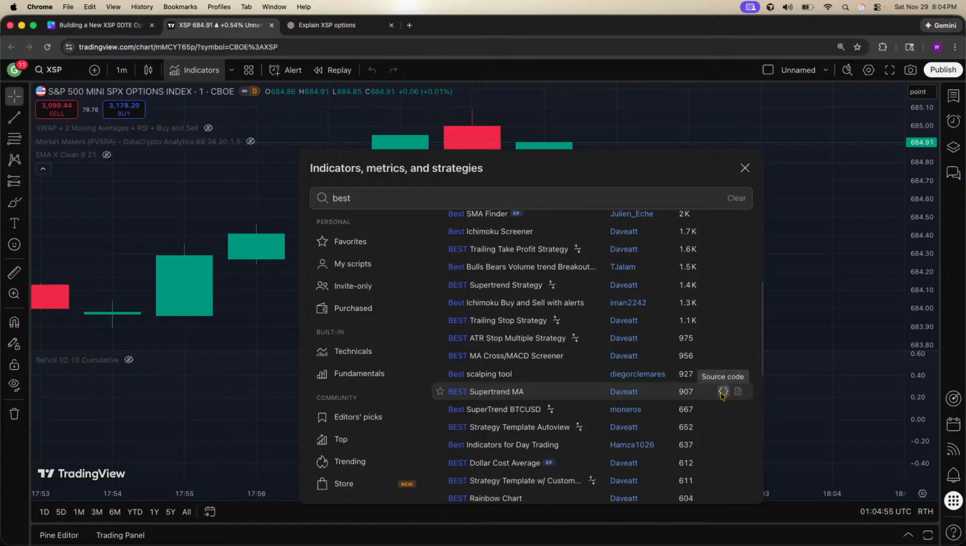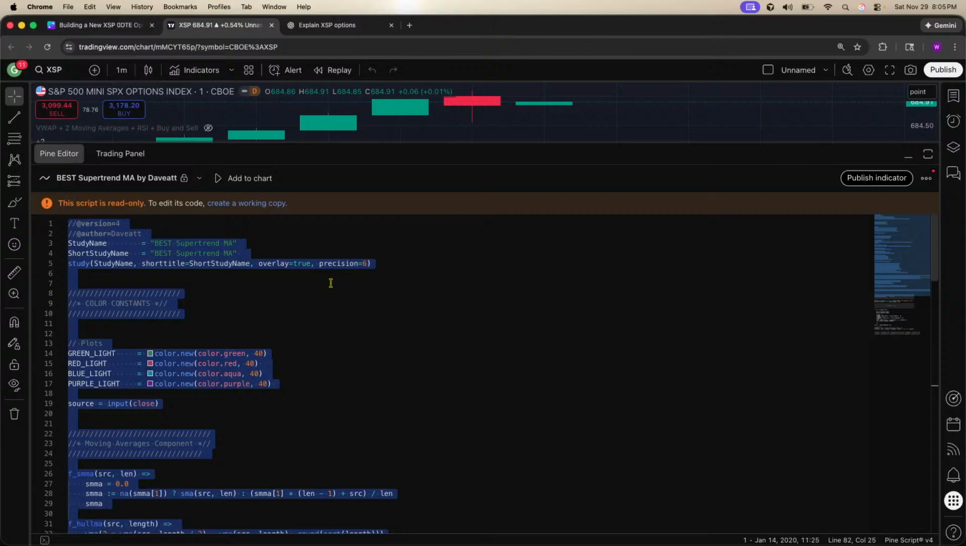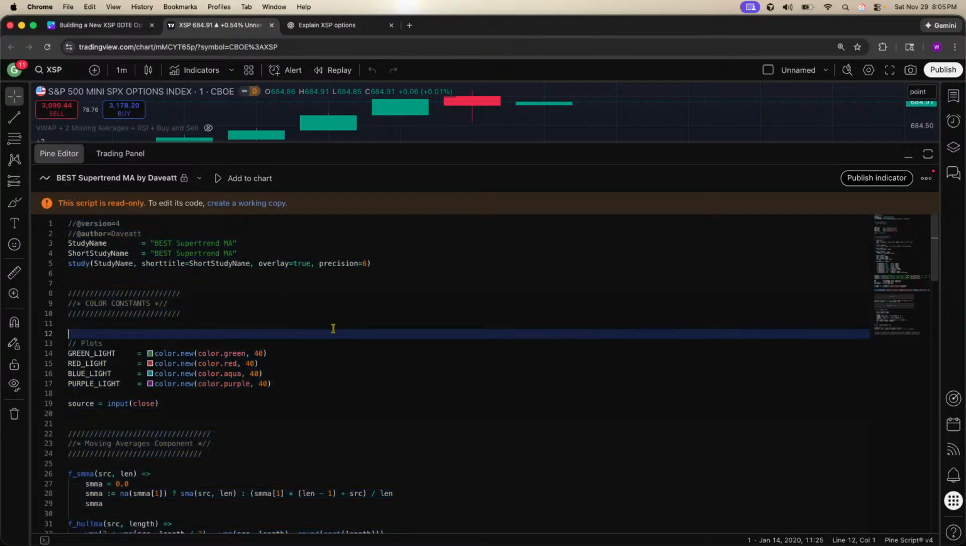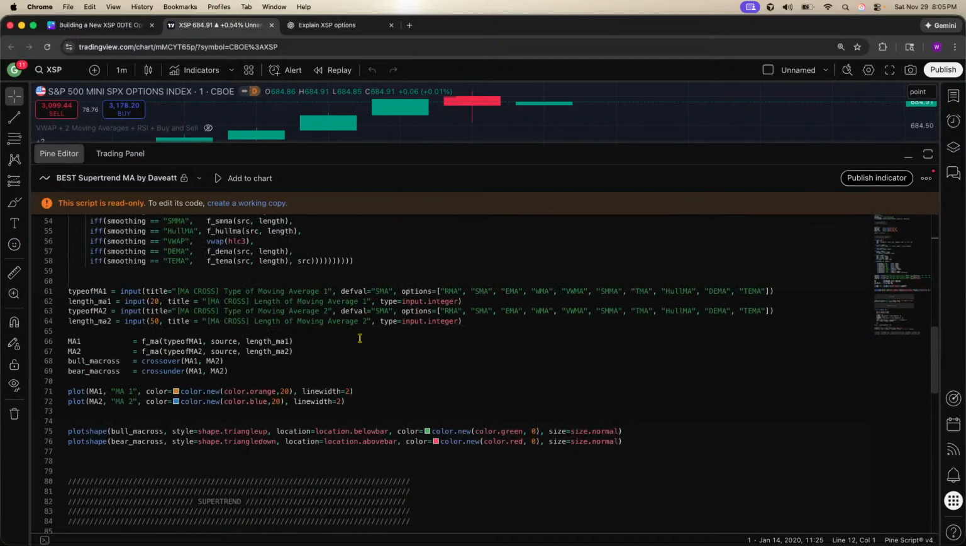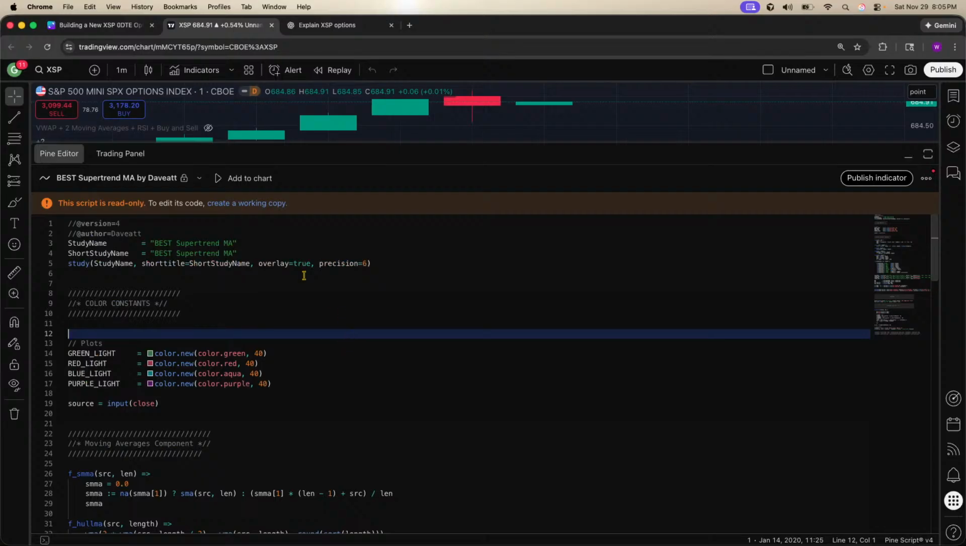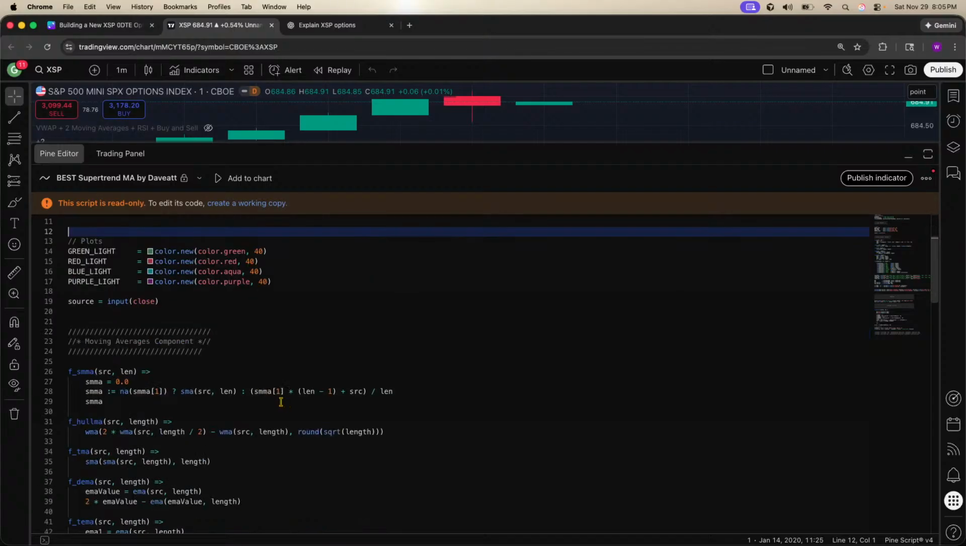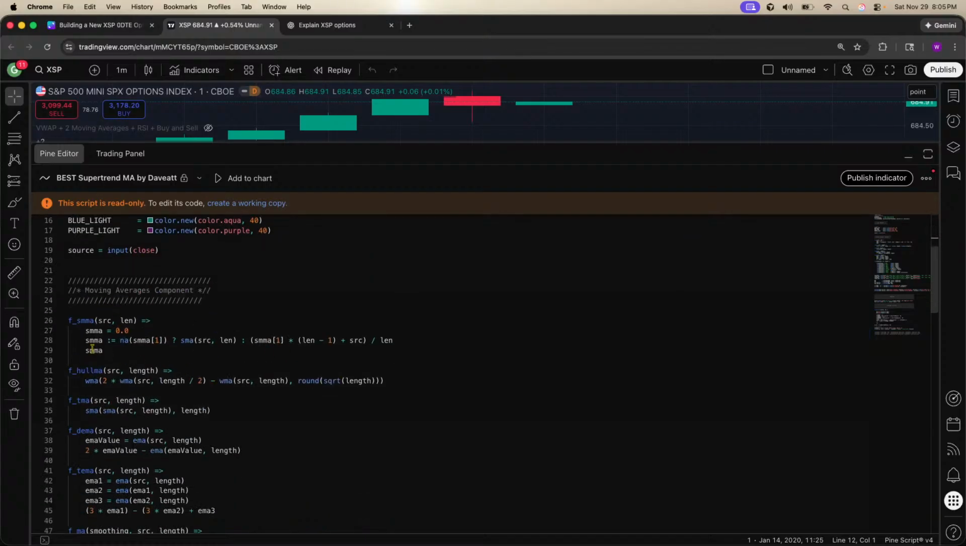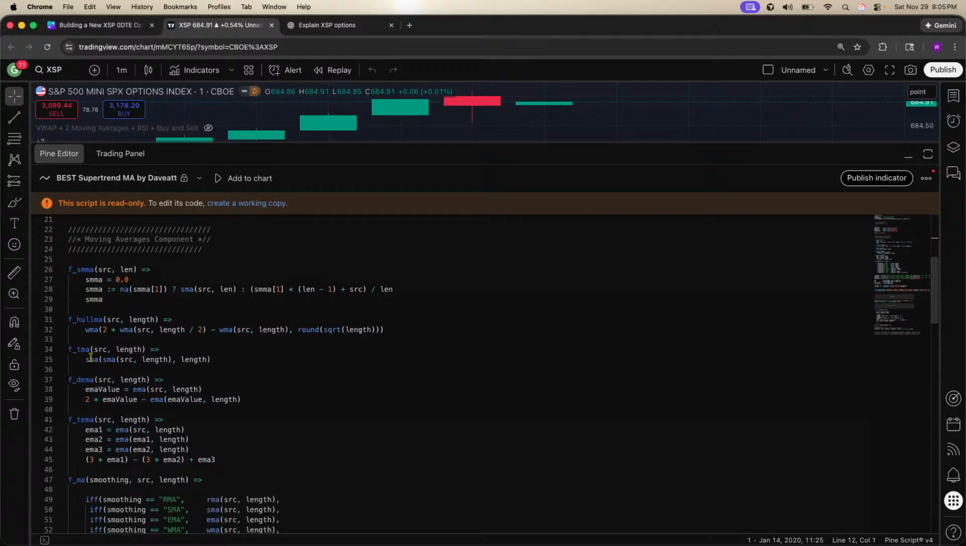And then the way we open it up, we're going to see these brackets here. So we're going to select on source code, and then it's going to pull up the source code for us. All right, so let's just go ahead and take a look at it. Best SuperTrend MA. MA is moving average. And then it has its plots here. The moving average component, SMA, WMA, SMA. So it's looking like it's using the weighted moving average, the simple moving average, and the exponential moving average.